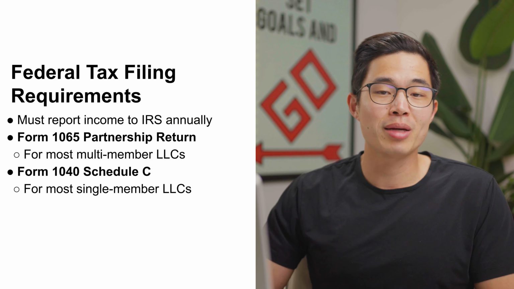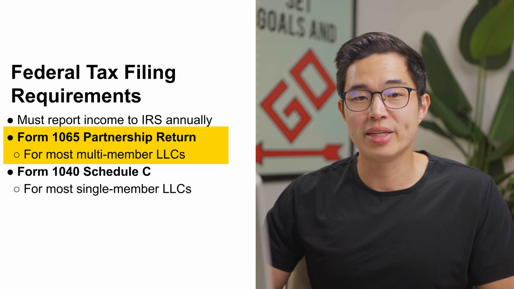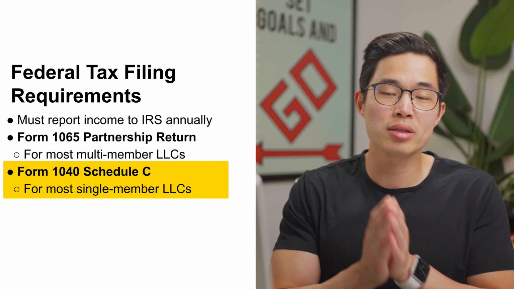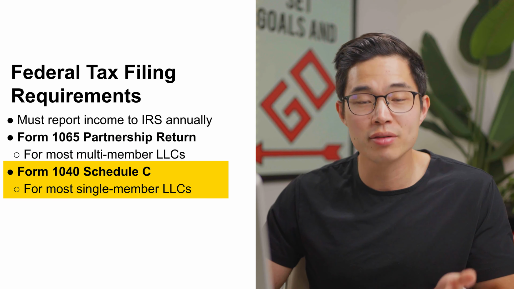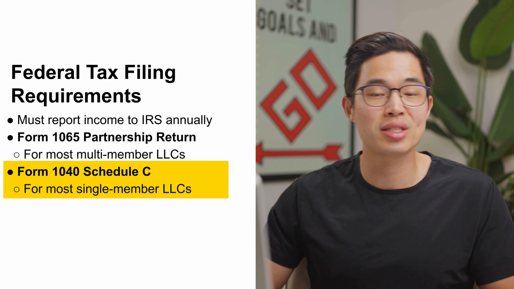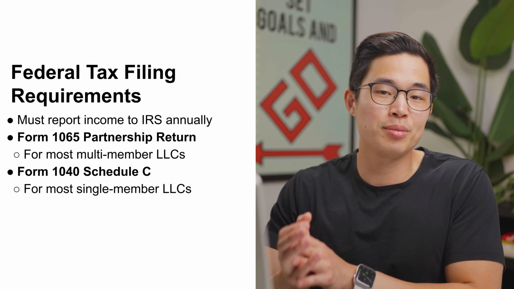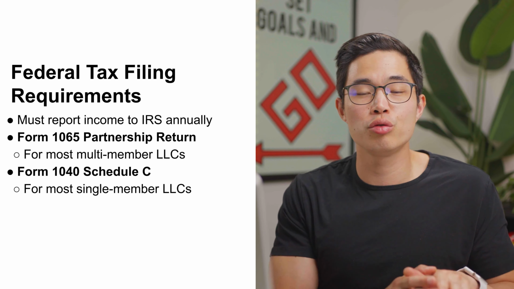If you guys do have a multi-member LLC, you guys will use Form 1065. This is the partnership return. And then if you have a single member LLC, which most of you guys probably will have, you'll be using the Form 1040 Schedule C. Because basically LLCs are pass-through entities. So any income you make, they pass through directly to your personal tax return.